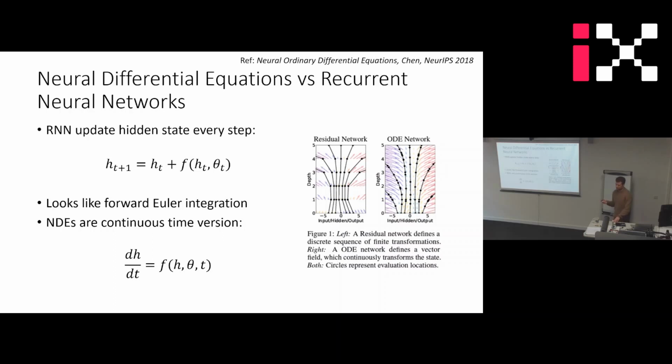This, in fact, looks really, really like recurrent neural networks. In a recurrent neural network, you update the hidden state every step using the neural network, and you just keep track of this. But this looks exactly like forward Euler integration that I showed right at the beginning. We've got our hidden state at time t plus 1 plus the update function. So you could think of neural differential equations as a continuous time version of recurrent neural networks. So things that recurrent neural networks are good at, neural differential equations may be an improvement on.